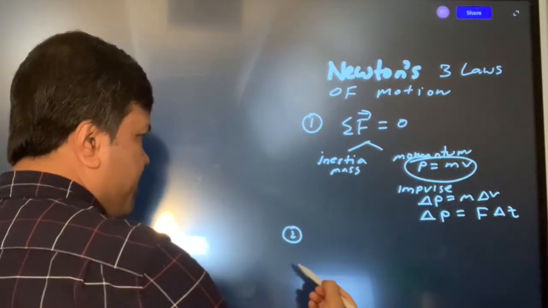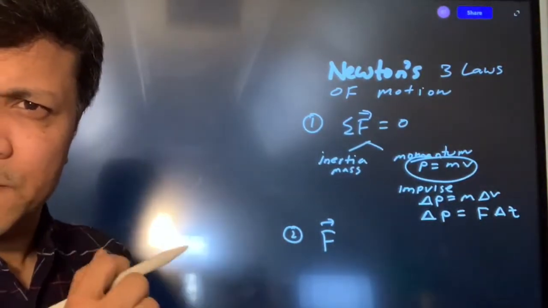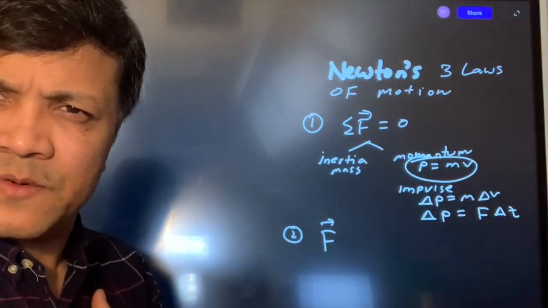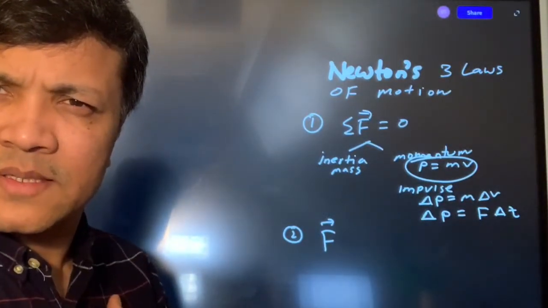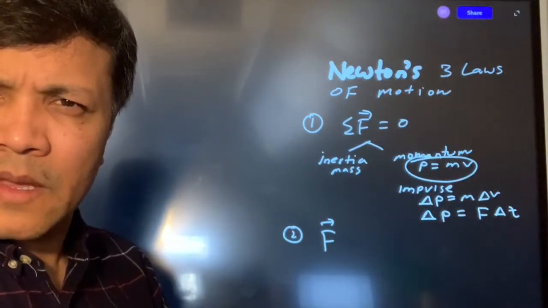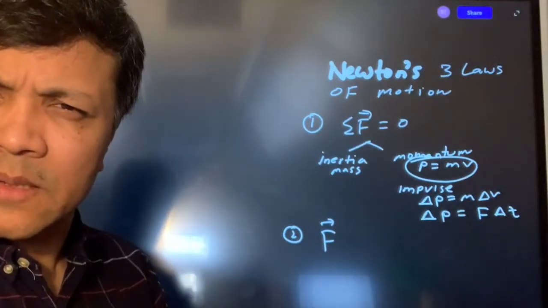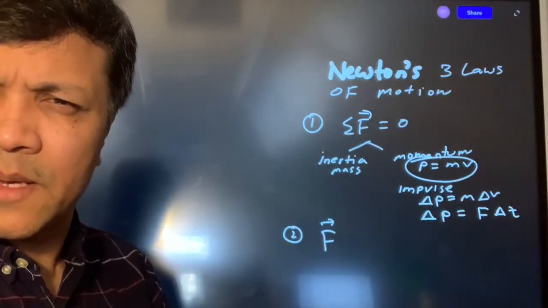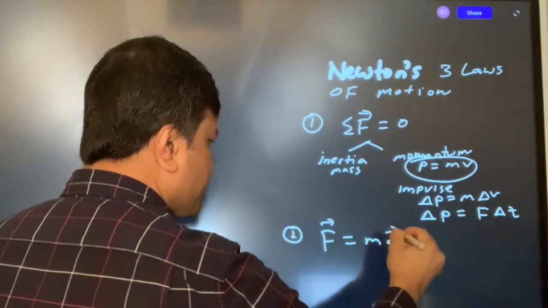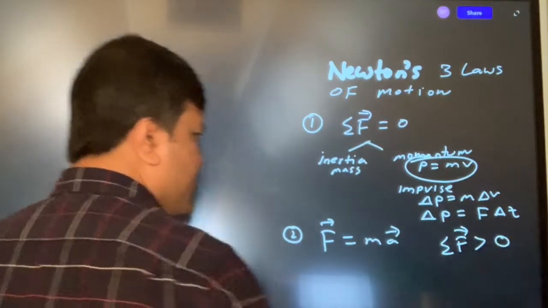Newton's second law is the most famous law in the universe. In fact, if human beings lose everything from this world except Newton's second law, then I would say we would lose almost nothing, because we can rebuild everything using F equal ma. It's that powerful. F equal ma. We use F equal ma when net force is greater than 0.